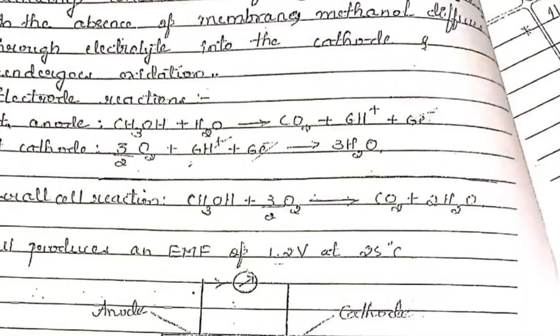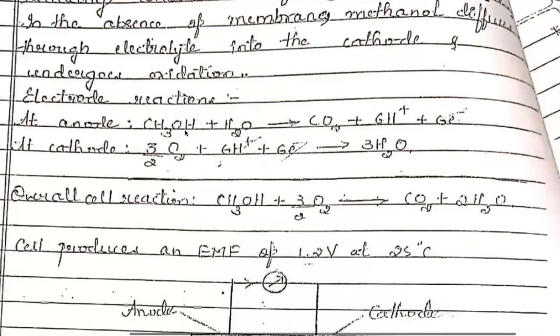At anode, methanol will undergo oxidation and form carbon dioxide with the liberation of 6 electrons. To balance this 6 negative charge, I am adding 6H plus. As I am adding H plus on this side, to balance hydrogen and oxygen, I can add water. That is the only way.